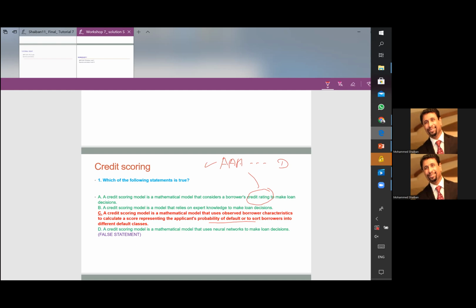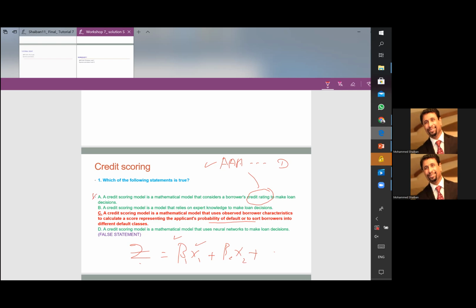For example, the Z-score for Altman is actually B1X1 plus B2X2 plus B3X3 until we reach the end. So there is nothing about rating. We have the coefficient and we have the variable, and we just continue and calculate the Z value. So this is why A is not right.